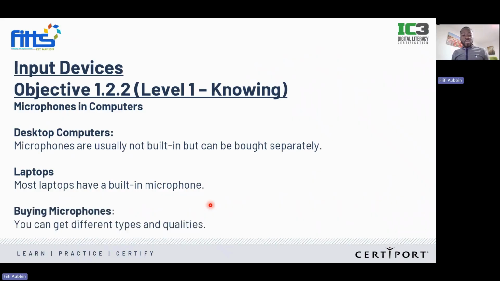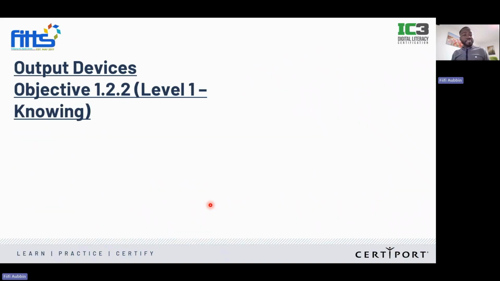If you're buying a microphone, you can get different types and qualities, and that will depend on the amount of money that you have. If you want a microphone of high quality, be prepared to pay more. But the underlying factor here is that microphones fall under input devices because they take your sound and convert it into some form of digital code for the computer to understand.